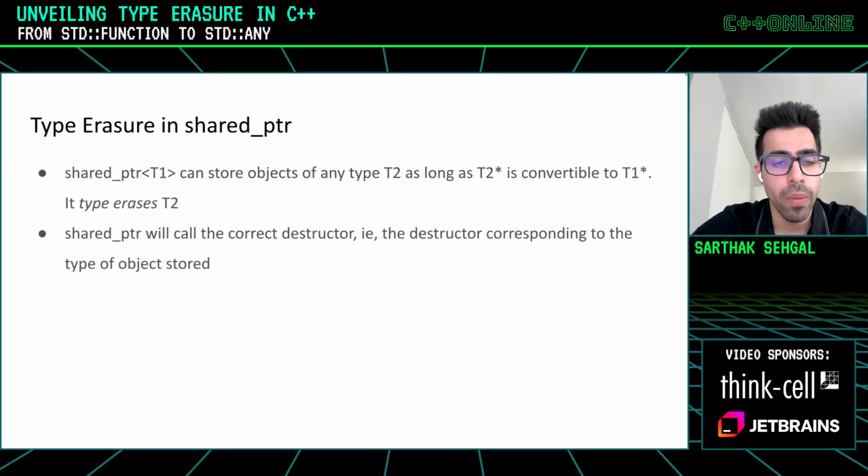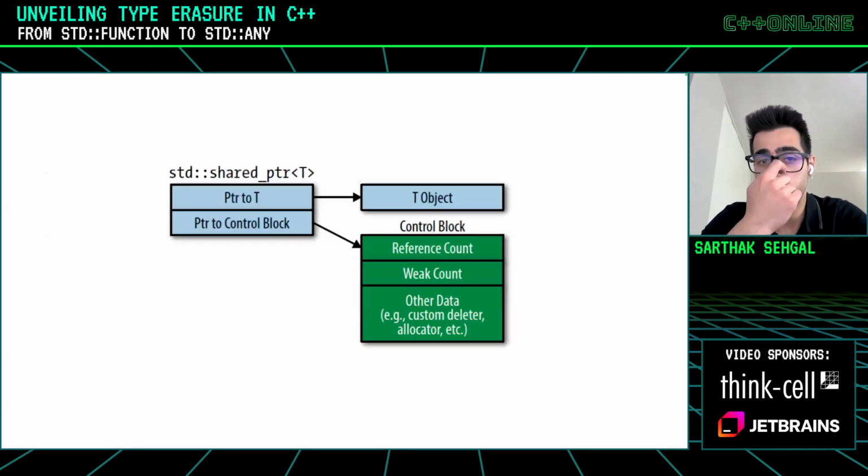So a shared pointer with the template type parameter T1 can store objects of any type T2 as long as the pointer to type T2 is convertible to the pointer of type T1. And how it achieves this is that it type erases this type T2. And on destruction, shared pointer will call the correct destructor, that is the destructor corresponding to this type T2 instead of type T1.